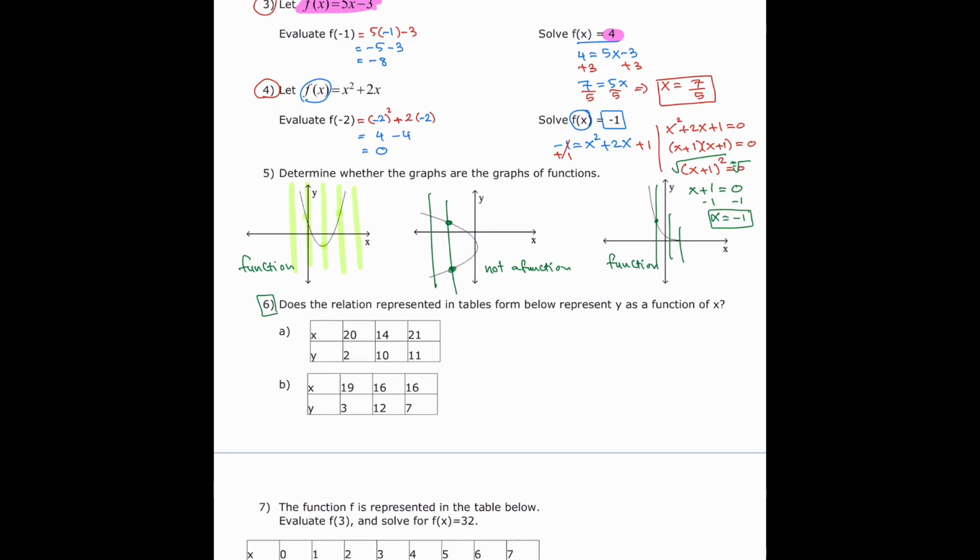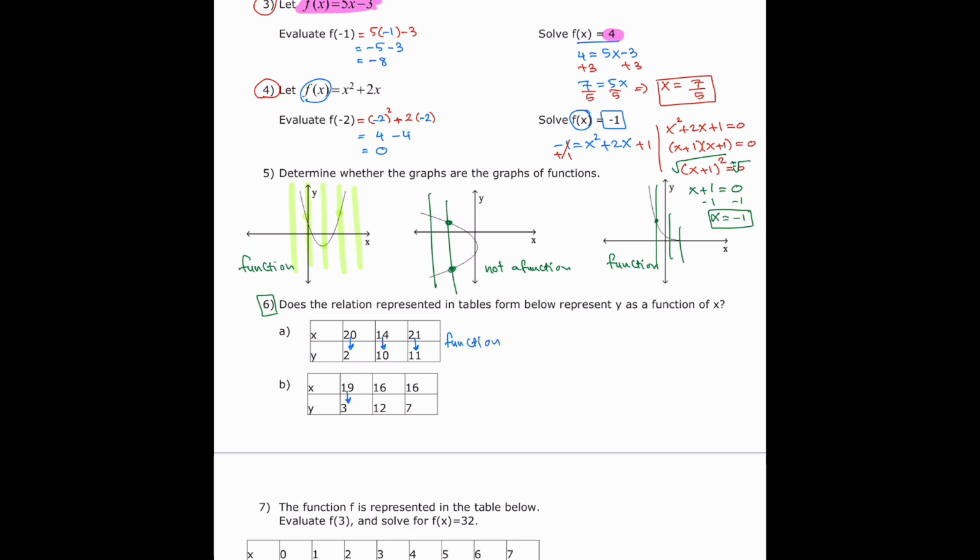Does the relation represented in the table below represent y as a function of x? Let's see here. As you can see, 20 is mapped to 2, 14 is mapped to 10, 21 is mapped to 11, so the first one is a function.